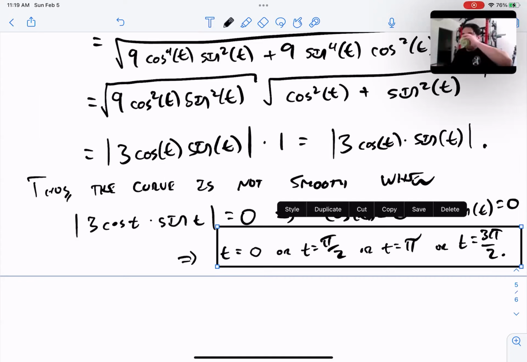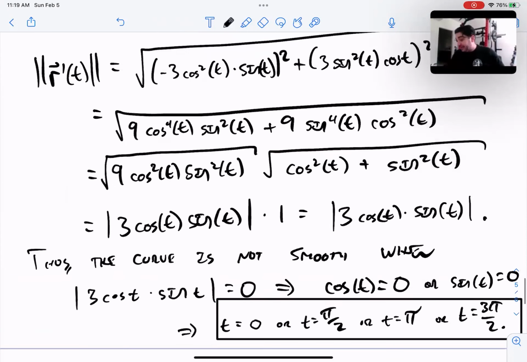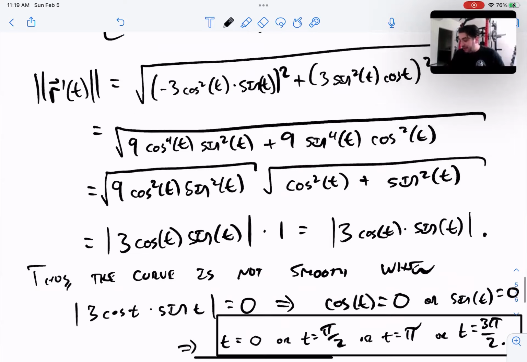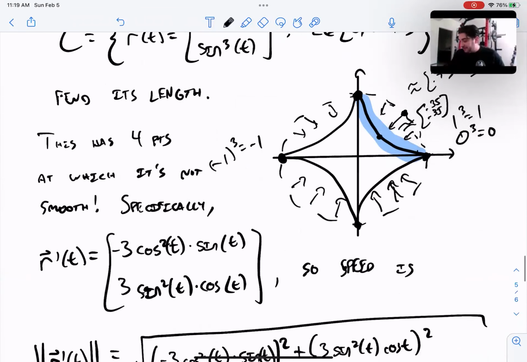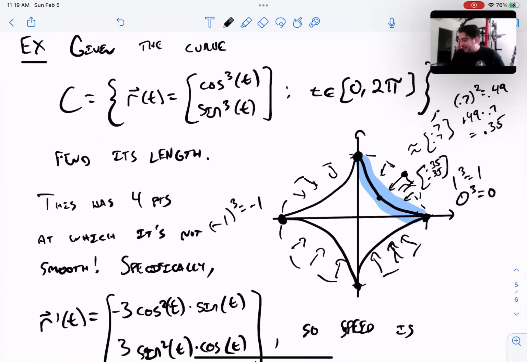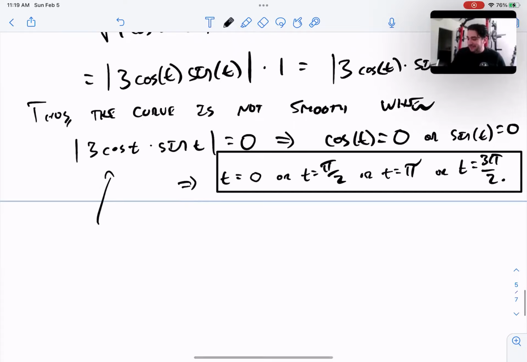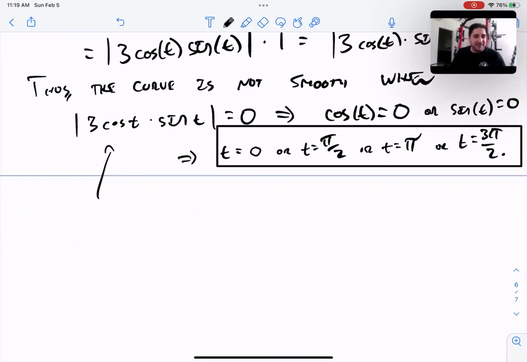All right, so that's calculating the places where this curve was not smooth, right? We just took the speed, set it equal to 0. So now if you wanted to do this arc length, like I mentioned, it's just most convenient to not cross those points. And you can almost see it in the formula here, right? This absolute value. You can just say, okay, let's calculate the length, right?